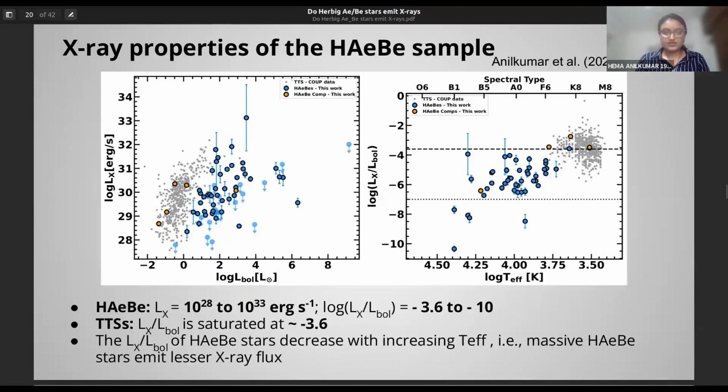Here is an image of LX versus L-bol for Herbig Ae stars and T Tauri stars. We see that both Herbig Ae stars and T Tauri stars emit X-rays in almost the same luminosity range. But when we normalize this with the bolometric luminosity, we clearly see that the T Tauri stars are saturated around minus 3.6, but for Herbig Ae stars, we see a decrease in the X-ray luminosity with increasing temperature.